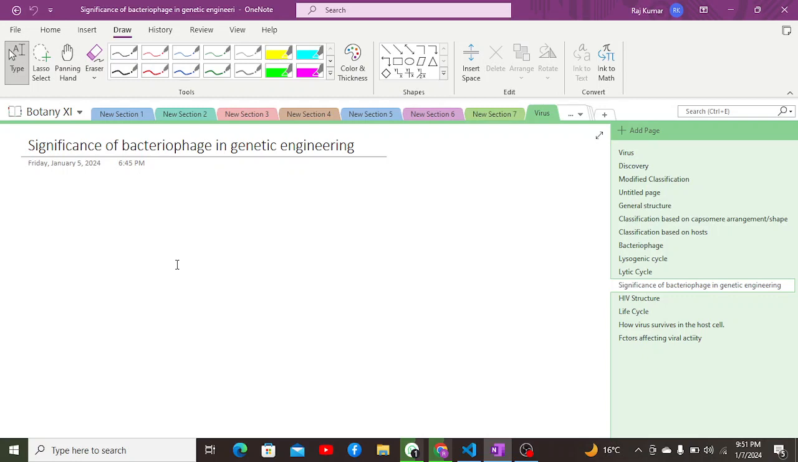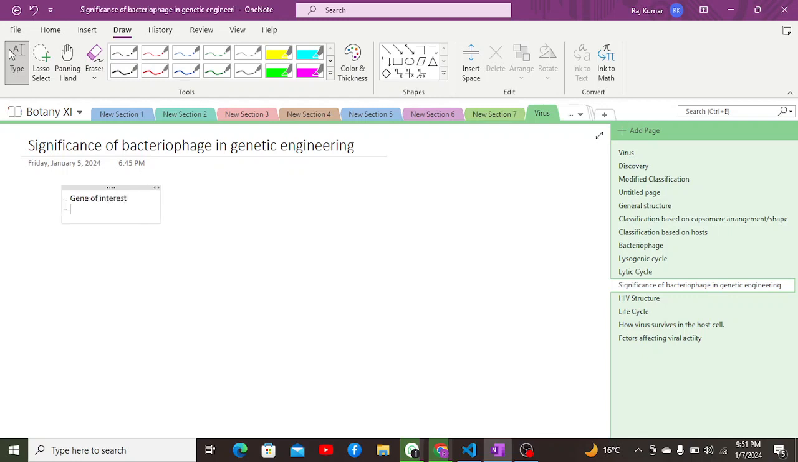First, let's discuss what genetic engineering is. Genetic engineering is a field in which we study the alteration and modification of genes in order to obtain a desirable product for the welfare of mankind. Now, genetic engineering first and foremost includes a lot of factors. Some common terminologies in genetic engineering include gene of interest.